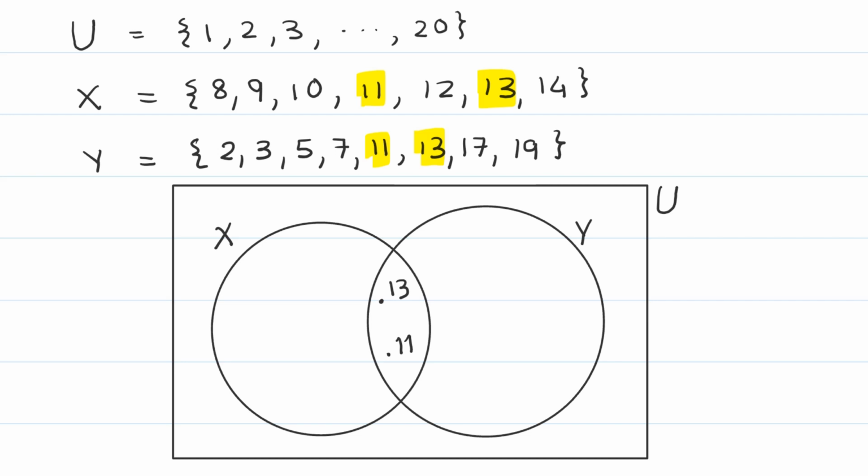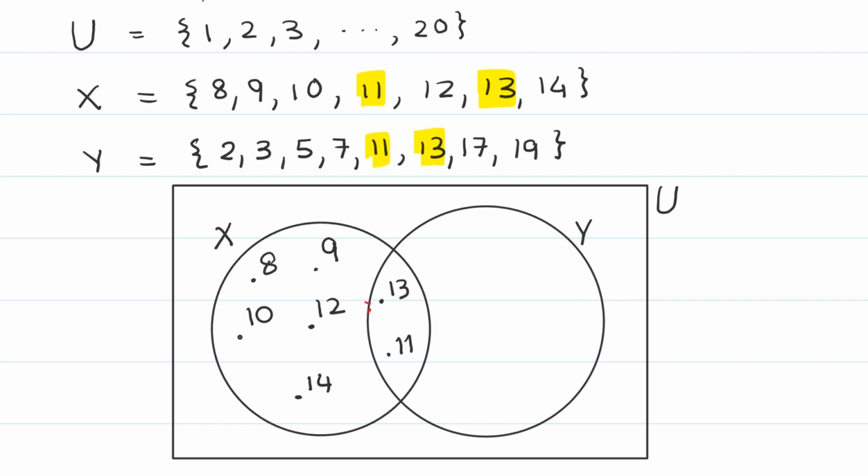Show dot before element. Now remaining elements in set x. 8. Position is not important, order is not important. 9, 10, 11 we have already considered, 12, 13 we have already considered, 14. So count number of elements in set x. 1, 2, 3, 4, 5, 6 and 7. Confirm. 1, 2, 3, 4, 5, 6 and 7.